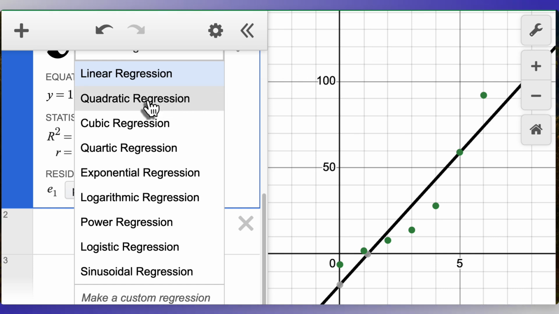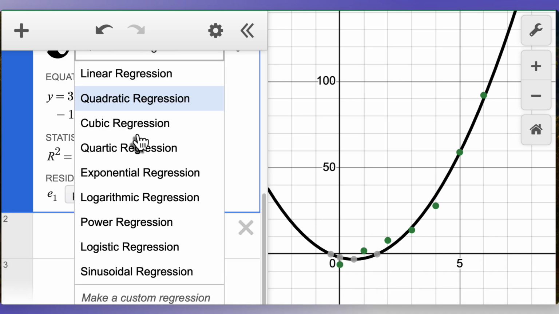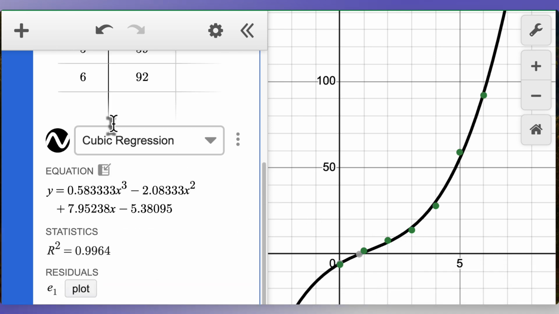Let's see what happens when we click on quadratic regression. Well, it's definitely better than it was before, but it kind of looks like maybe this might curve down. So I'm going to check on the cubic regression. Now, look at how well that fits.